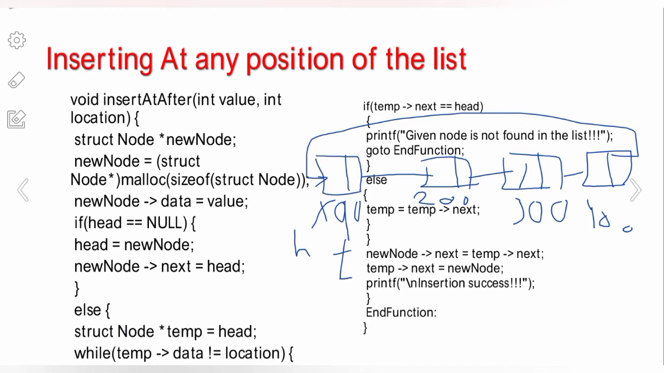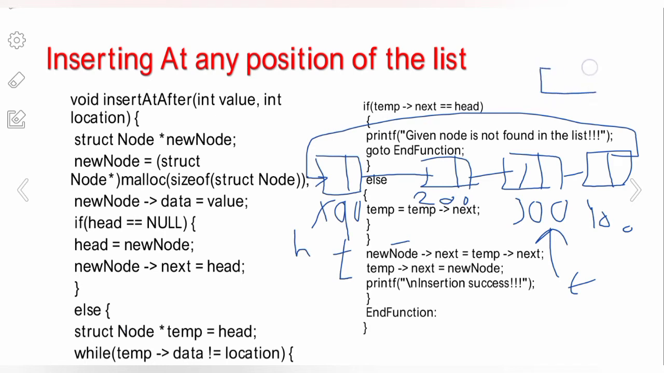That is, if temp implies next is equals to head, that means the pointer has reached the end of the linked list and the next is pointing to the head. That means if the temp has reached the location 400, then the given node is not found. That means we have traversed through the entire linked list at least once and the node is not found. Else temp equals to temp implies next, or else we traverse the temp to the next one. When the temp reaches the location 300, this while loop will fail and we come out of the while loop. And then new node implies next equals to temp implies next.